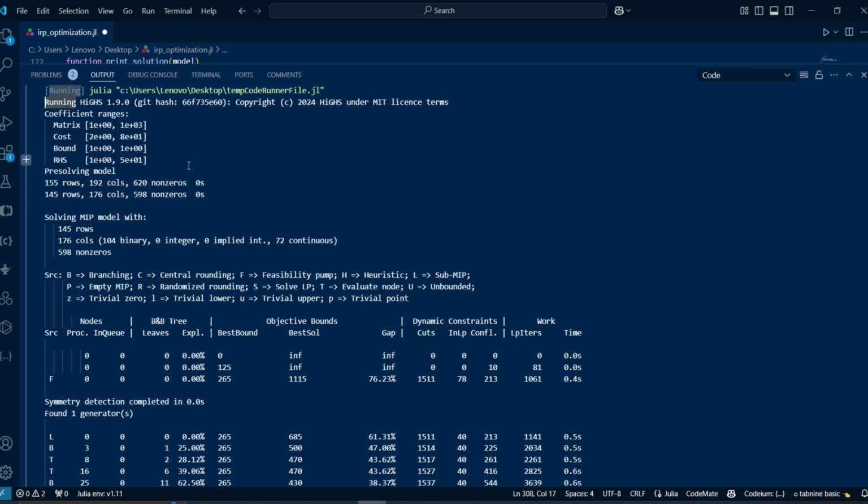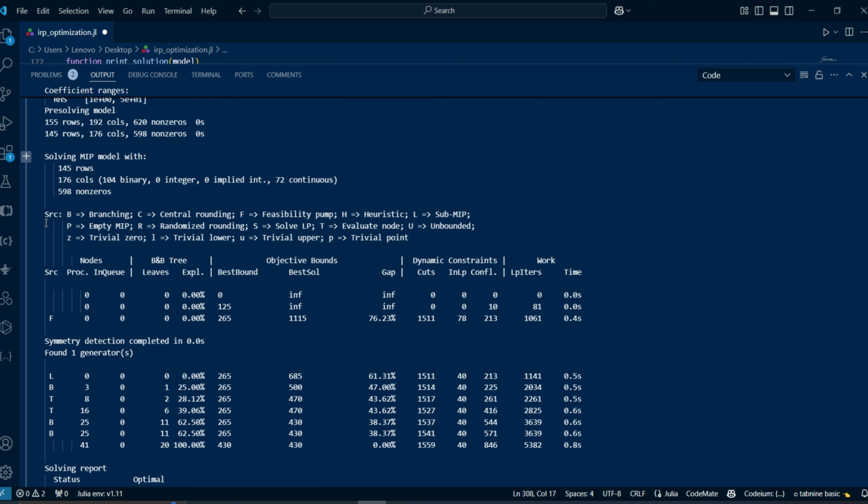The initial presolve phase reduced the problem size significantly, from 155 rows, 192 columns, and 629 non-zeros, it optimized down to 145 rows and 176 columns and 598 non-zeros. And this pre-processing step is critical, as it simplifies the problem without altering its essence, making it easier to solve.